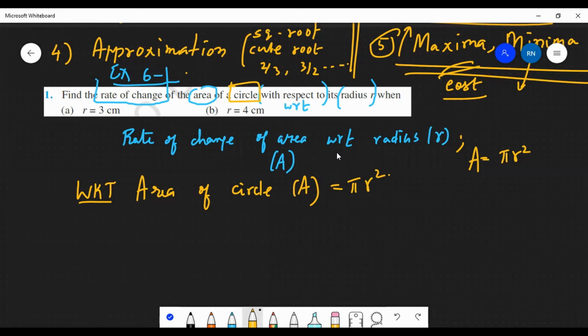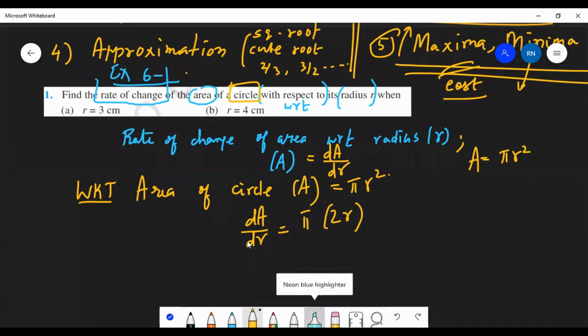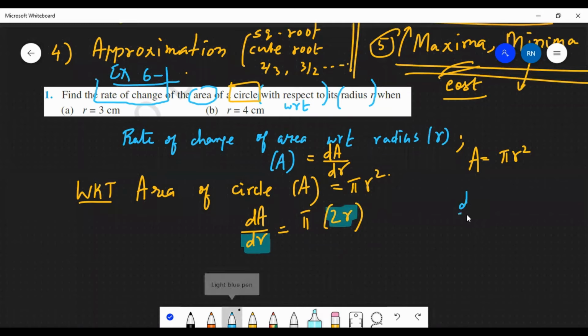The rate of change of area with respect to radius, give it a name. What is that? dA with respect to dr, so dA by dr. You differentiate with respect to r. It's very easy. The derivative of pi r square is 2 pi r. There is no further chain rule because you are differentiating with respect to r only, and then you stop with 2 pi r. That's all. The derivative of r square with respect to r, d by dr of r square.